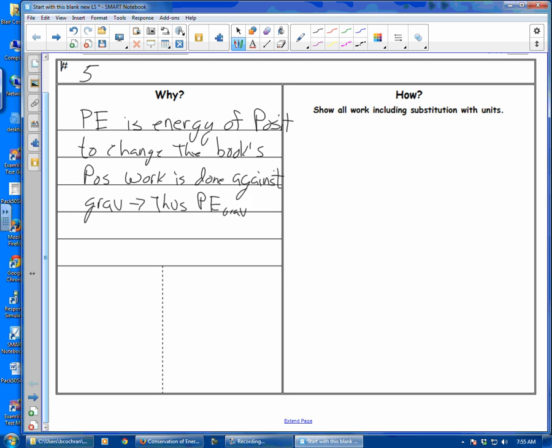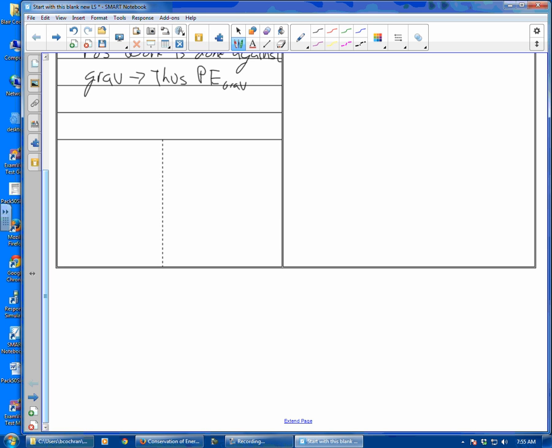Probably the most common mistake here is in the details of this problem. And Ed and I were just talking about this. Did it work, Ed? It did work, good.